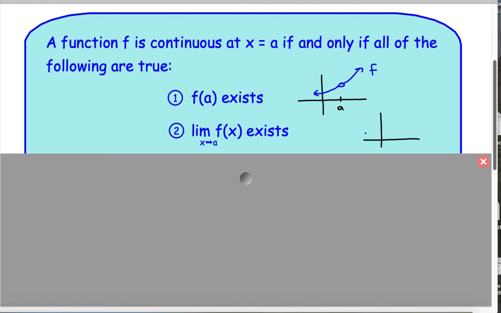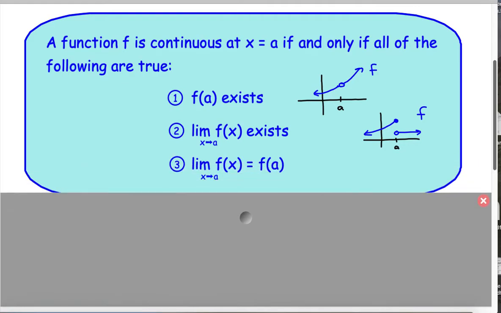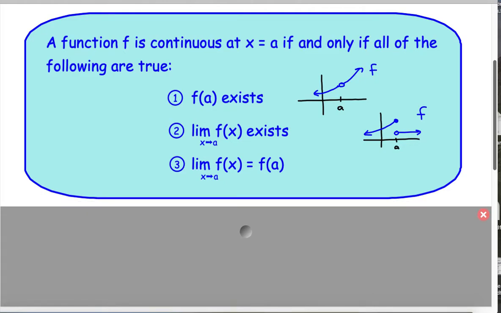So let's say, for example, we have, we'll put a closed circle here and an open circle, straight line. All right, so for this example, f of a does exist, but the limit as x approaches a does not exist because the left-hand limit and the right-hand limit are not equal. The third thing that has to be true for a function to be continuous is the limit as x approaches a of f of x has to equal f of a.